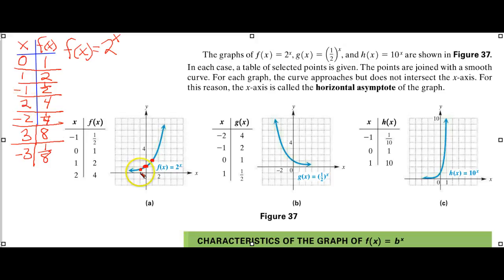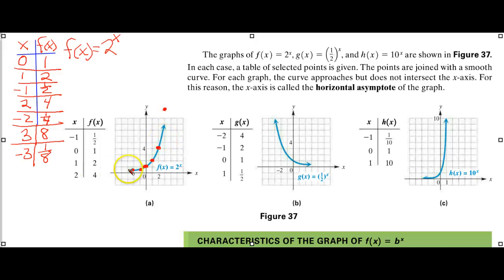X is 2, we go over 2. 2 to the second, we said, was 4. So that's our point there. And a negative 2 is 1/4, so negative 2, 1/4. And then x is 3, so 2 to the third power is 8. So we go third power up here, 8 is up there somewhere. So notice we get this nice typical curve.